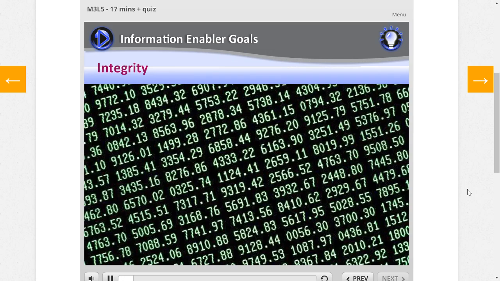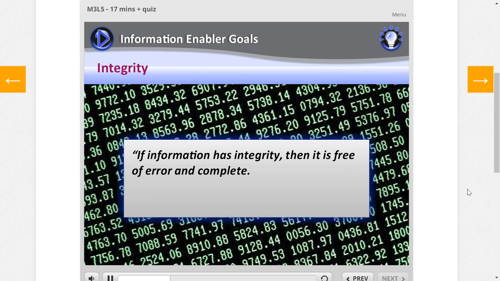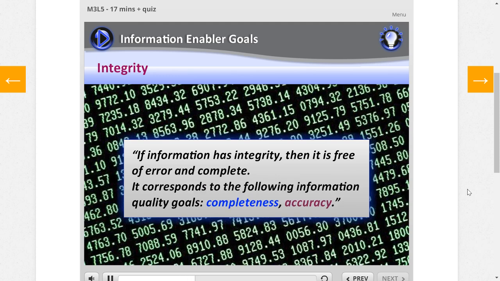Integrity is the next of the COBIT 4 information criteria. This becomes: if information has integrity, then it is free of error and complete. It corresponds to the following information quality goals: completeness, accuracy. This provides a very clear illustration of the value of the COBIT 5 approach. Information can be complete but inaccurate, and it can be accurate but incomplete. Information should be judged on both of these qualities.